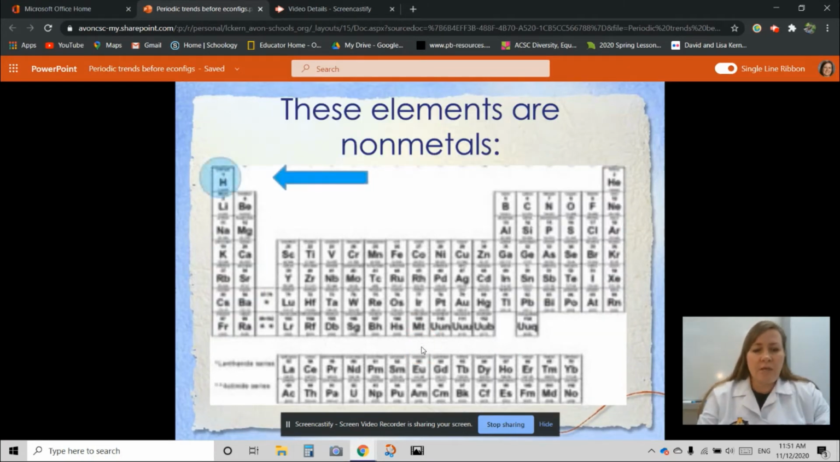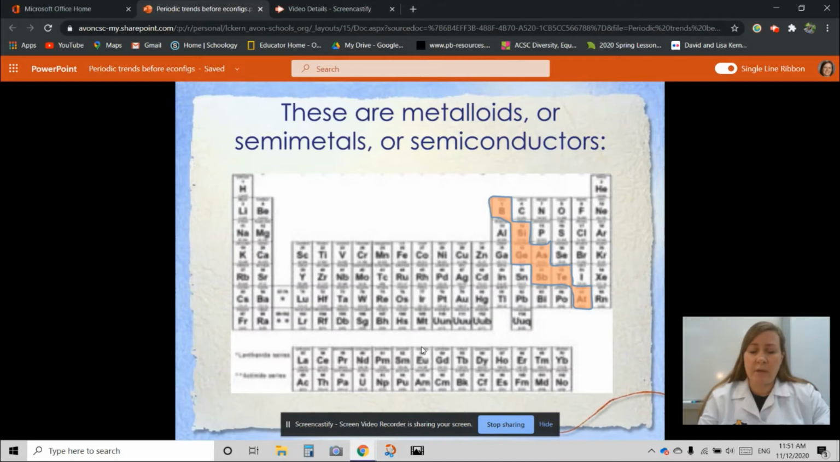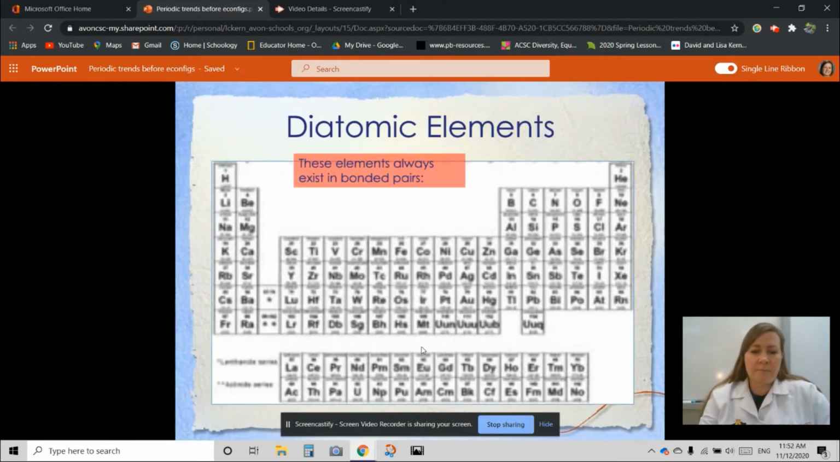And then we need to talk a little bit today about metals and nonmetals. We've talked about it a bit, but here are where the nonmetals are located. The metals are approximately here. Most elements on the periodic table are metals. And then in between the two, and if you have a periodic table that looks like this, it's got the stair step. In between the two, we have what we call metalloids or semimetals or semiconductors. They're substances that have some characteristics of metals and some characteristics of nonmetals.